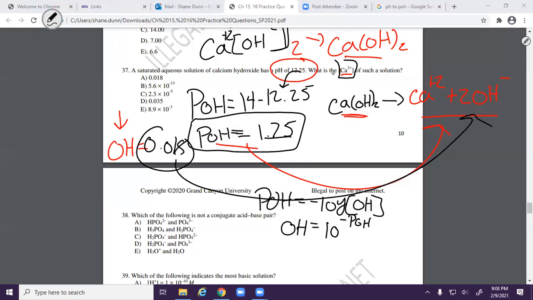Is that how many calcium ions you make? Yes or no? Do you make the same amount? How many more hydroxide ions do you make theoretically? 2 more. So just take your 0.018 and divide by 2. What's that equal to? 18 divided by 2 is 9, theoretically.